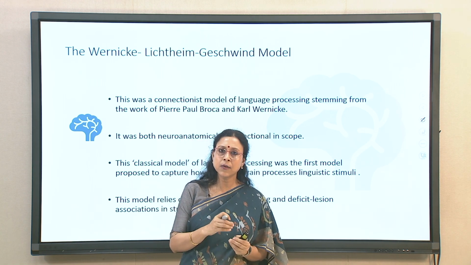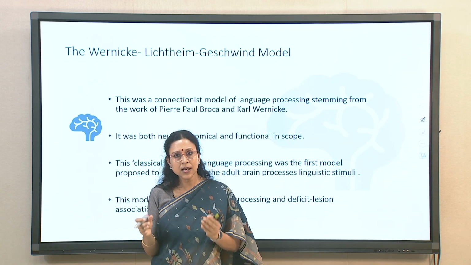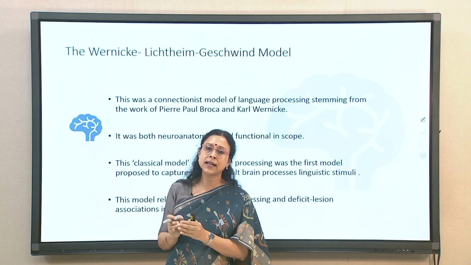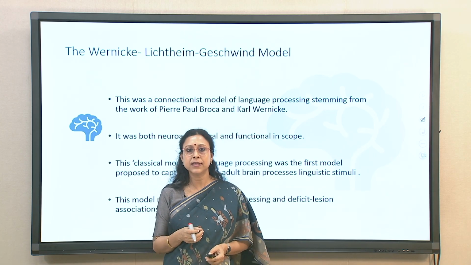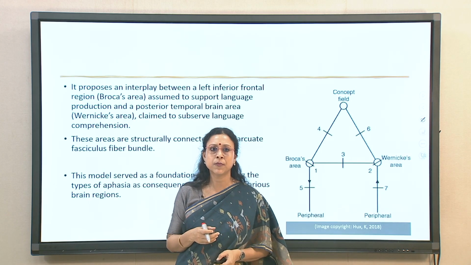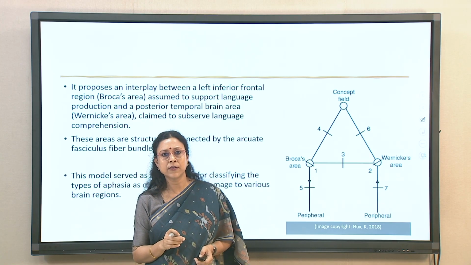So, if the lesion is in Wernicke's area and you have lost your sense of comprehension, then that means that area is processing comprehension, processing meaning. This is the basis on which the model was proposed. So, this is basically, in very simplistic terms, what the model is all about.